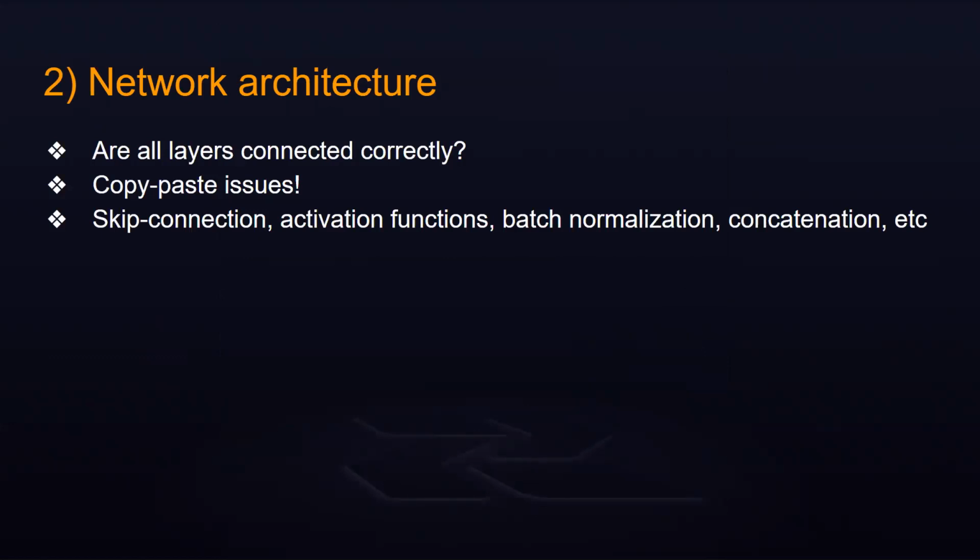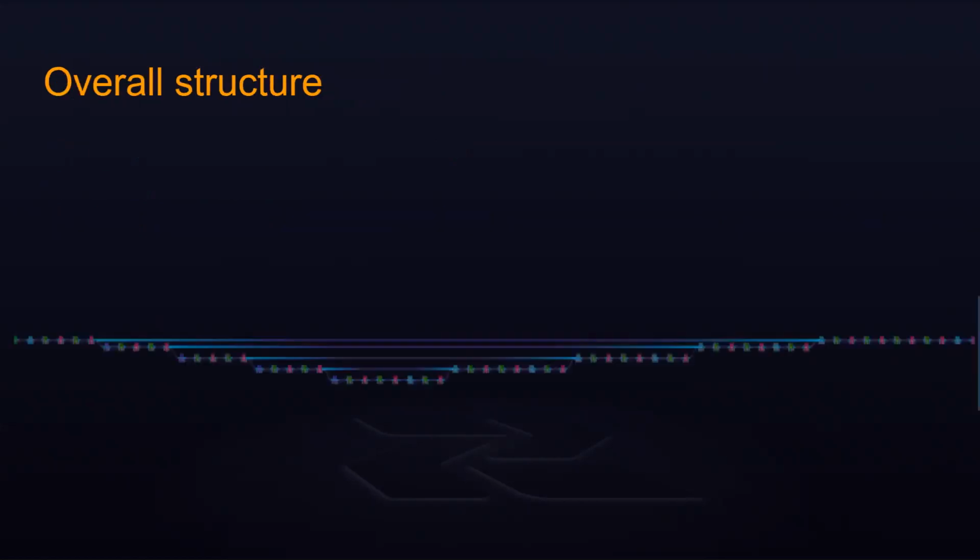necessary inputs or outputs. Especially when we have a big network with lots of skip connections, and with different activation functions, with batch normalizations and concatenations, etc. It's usually difficult to make sure that the network architecture is the shape that we wanted.